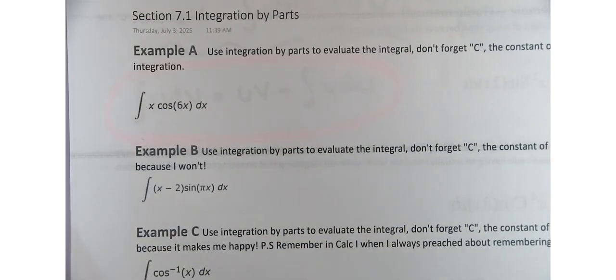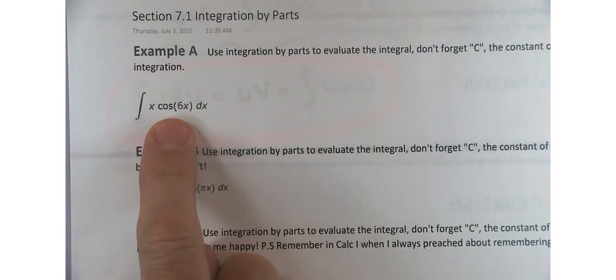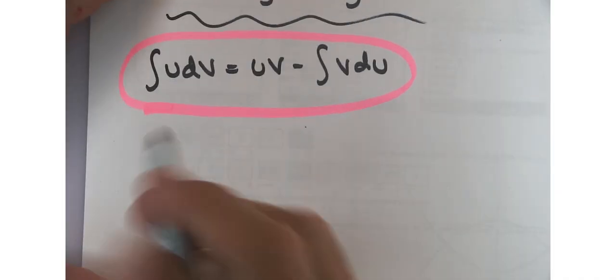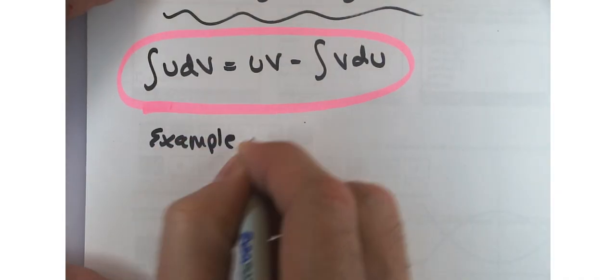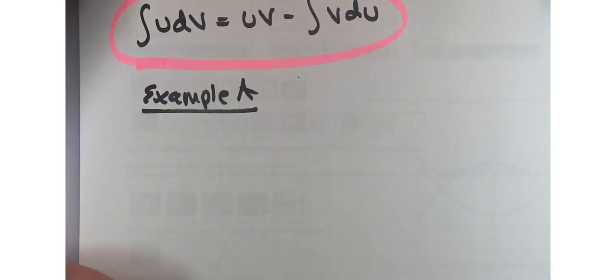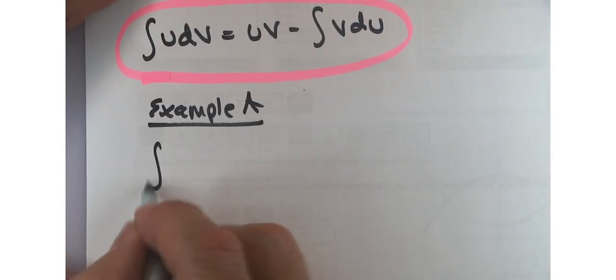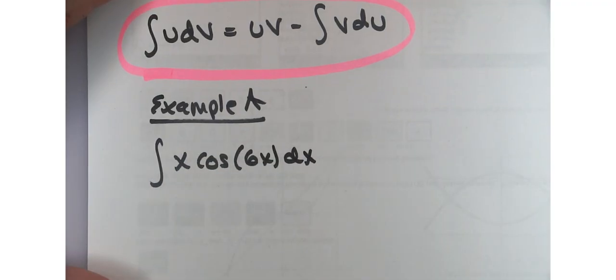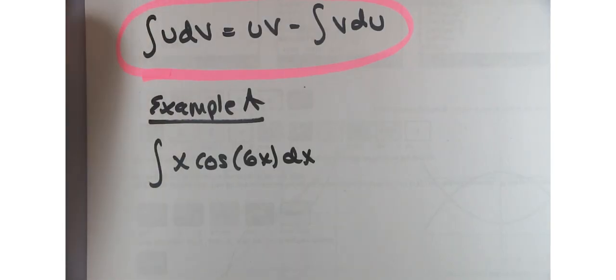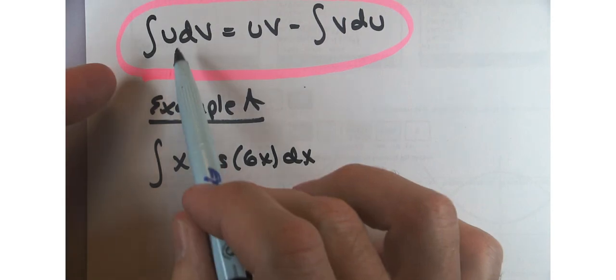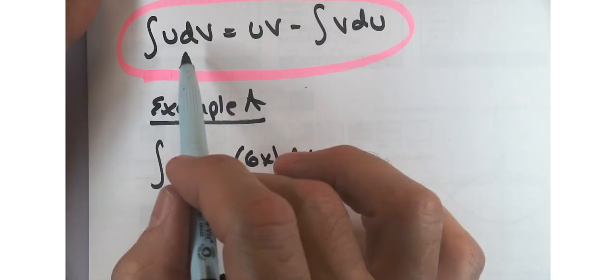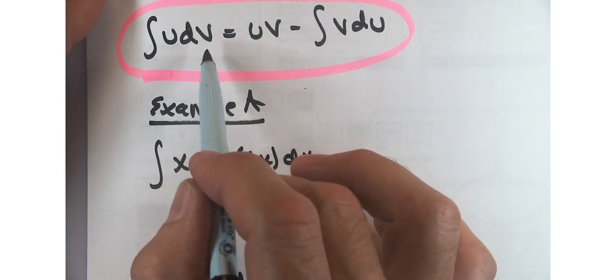And we'll start with this one. The integral of x times cosine of 6x dx. So, okay, example A. The integral of x times cosine of 6x dx. Now when you're working at this, what you're really looking at is something like this. So something where you're going to need to identify what's your u and what's your dv.